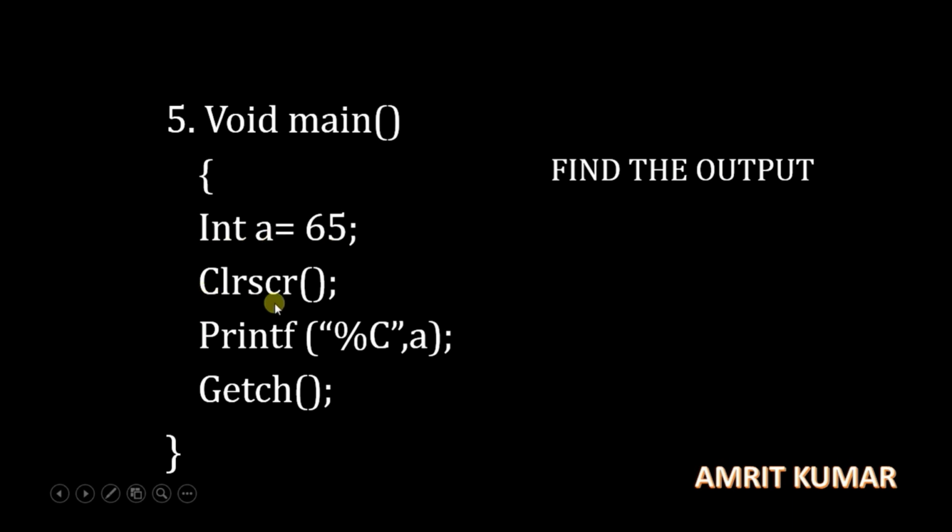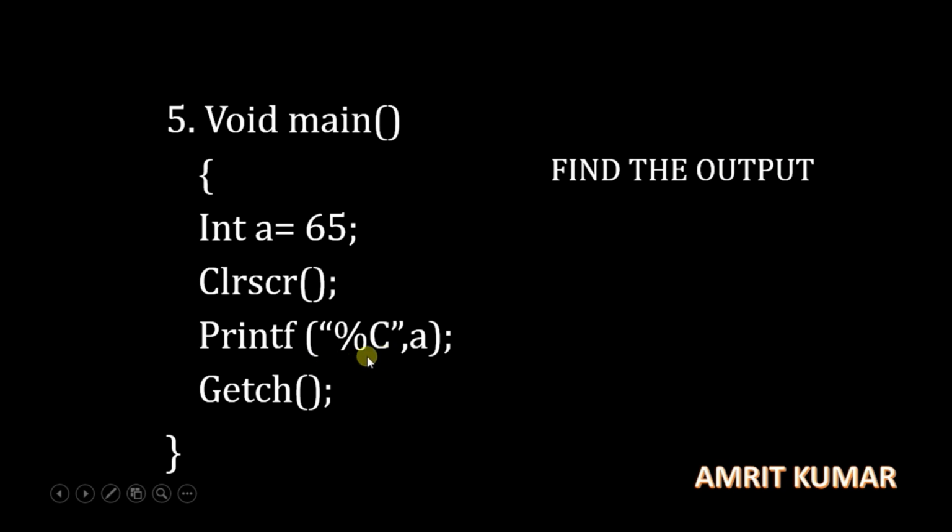Now I am using the clrscr function, whose function is to clear the screen, and whatever is written on the screen is going to be cleared. Finally, here we are using the printf function, which is used to display any message on the screen, and that message should be within double quotes. So I am using %c.